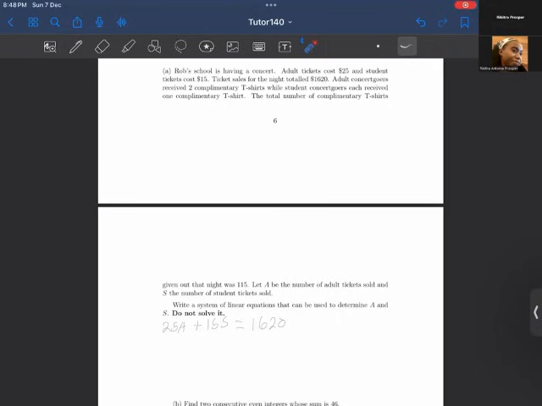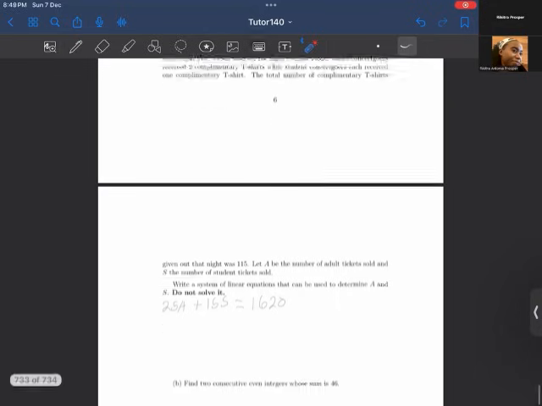Now, t-shirts. Put the t-shirts with the t-shirts. Each adult received 2 complimentary t-shirts. So we're going to just put 2A because however many adults came, they got 2 t-shirts, right? And students got 1. So we just put 1S, but 1 times S is just S, so we can just put S. That is equal to how many t-shirts were given at the night? 115, so equal to 115.